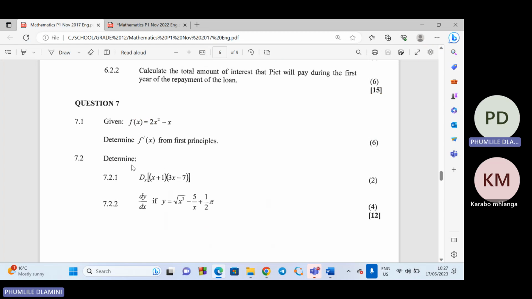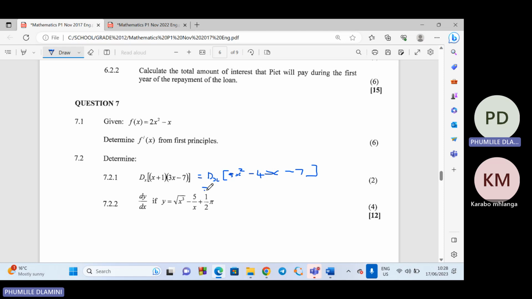Then it says determine d by dx of (x plus 1) in brackets (3x minus 7). When you have something like this, you can work it out using what we call the product rule, but you can also first say, if you don't want to make mistakes, you multiply back everything. It's going to be x times 3x, which is 3x squared, x times minus 7 plus 3x, which is going to be minus 4x. I hope you understand why I'm writing minus 4x: it is minus 7x plus 3x. 1 times 3x, 3x is going to be minus 4x, minus 7 again, 1 times negative 7.